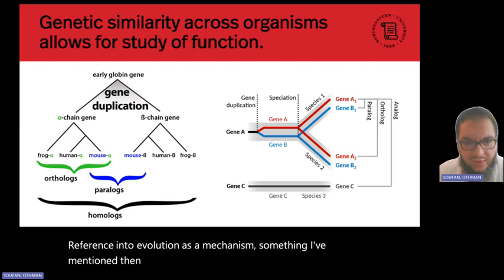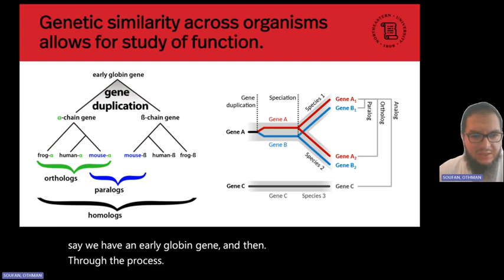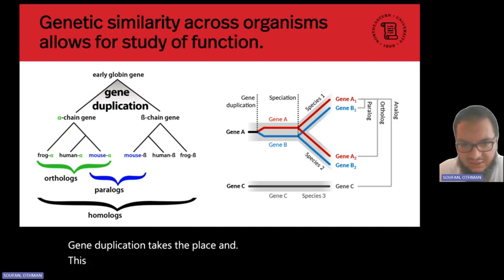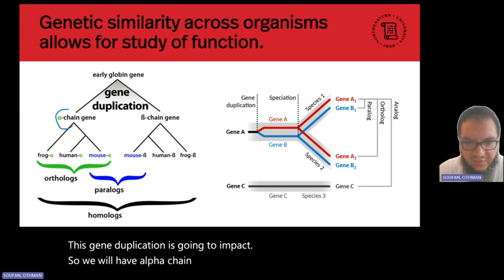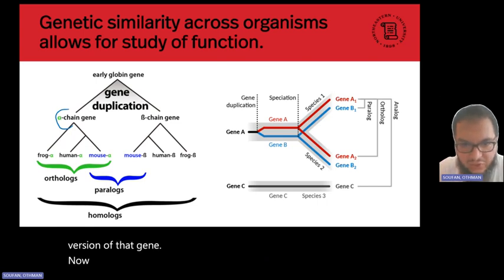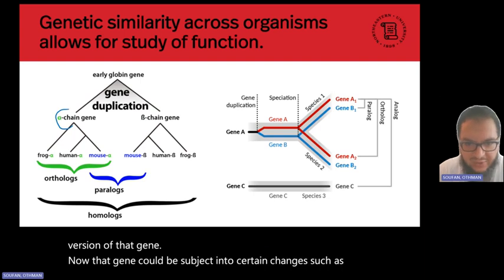What I'm going to make clear is, as an example, say we have an early globin gene, and then through the process, gene duplication takes place. This gene duplication is going to impact it, so we will have an alpha gene, for example, and then the beta version of that gene. Now, that gene could be subject to certain changes, such as mutations, as I've mentioned as well.